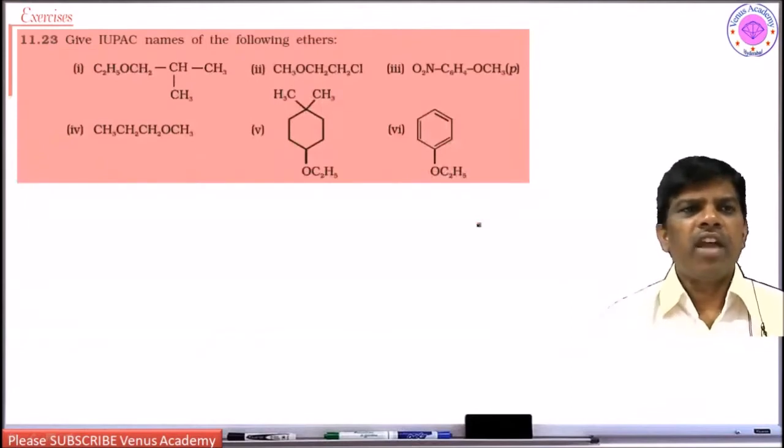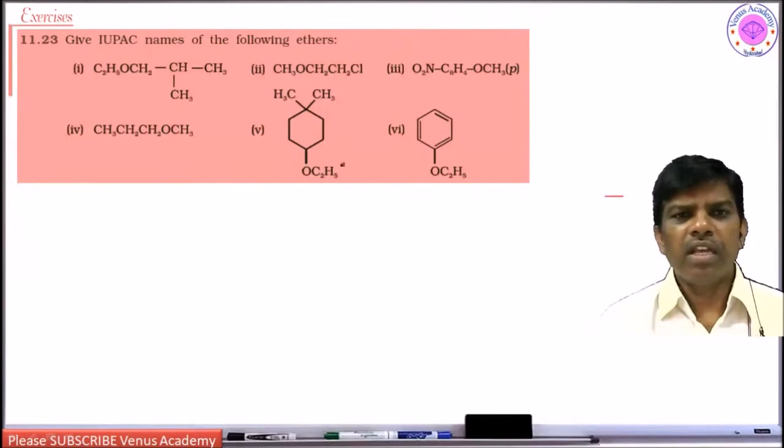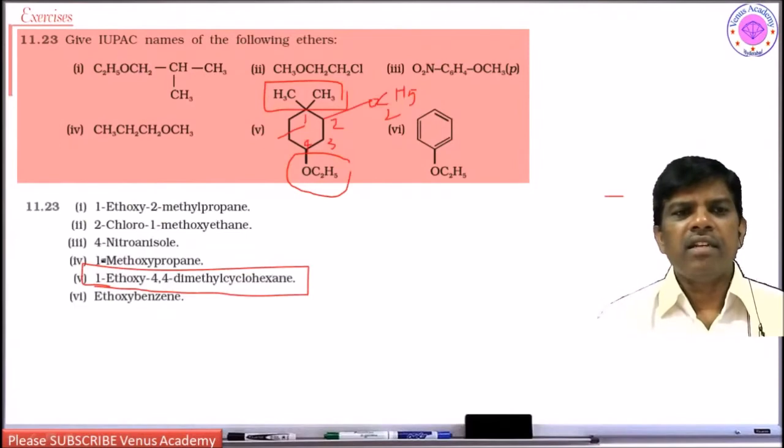Next, give the IUPAC names of the following. Here there is an ethoxy group, and the question is ethoxy and dimethyl, which is going to have priority. The numbering has to be followed from this side, students: 1, 2, 3 and 4. Actually it should be like this. The ethoxy oxygen should get priority. That is why it is given as 1-ethoxy-4,4-dimethyl.